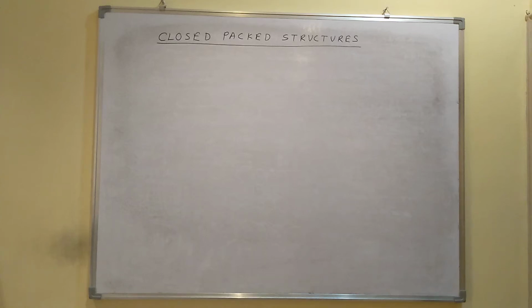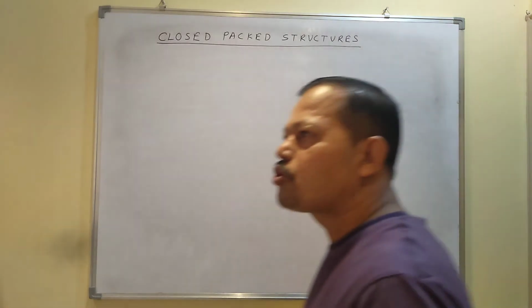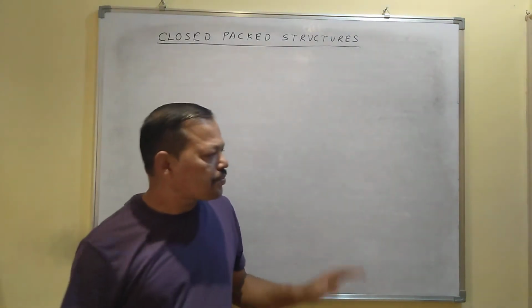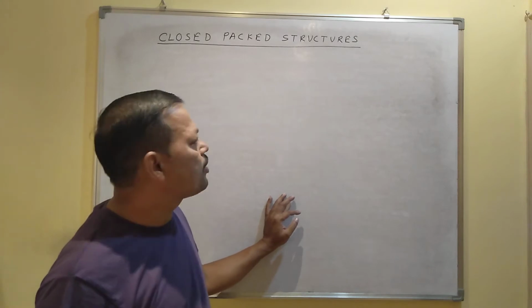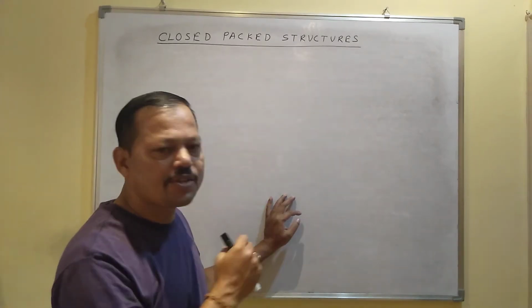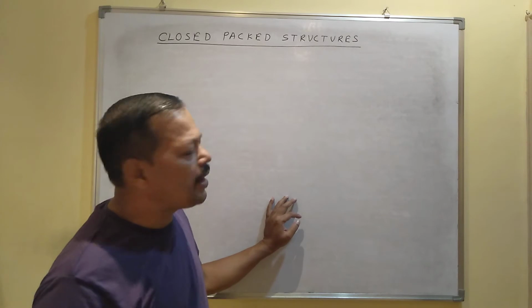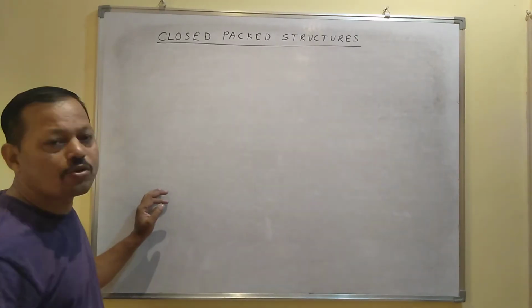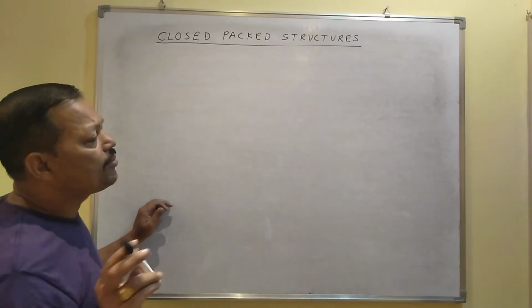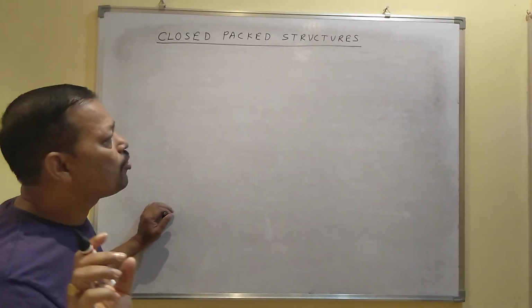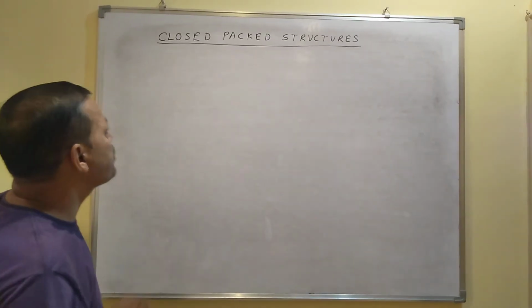Good morning, students. In the last class, we studied close packed structure. Close packed structure means the three-dimensional arrangement of the constituent particles in space, leaving minimum vacant spaces. So, different types of packing we have done. At last, we did the 3D packing from 2D square packed layers.